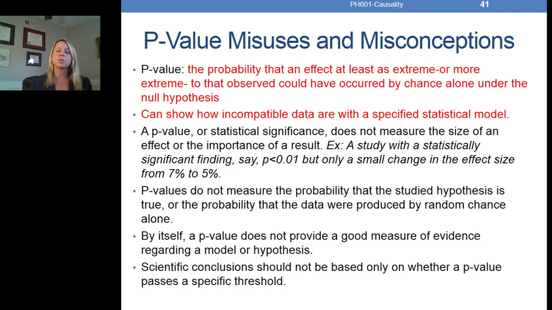But here I want to just highlight some misconceptions about p-values. And very important is that the p-value provides us with how incompatible the data are with our model. It also provides us with the level of evidence against our null.